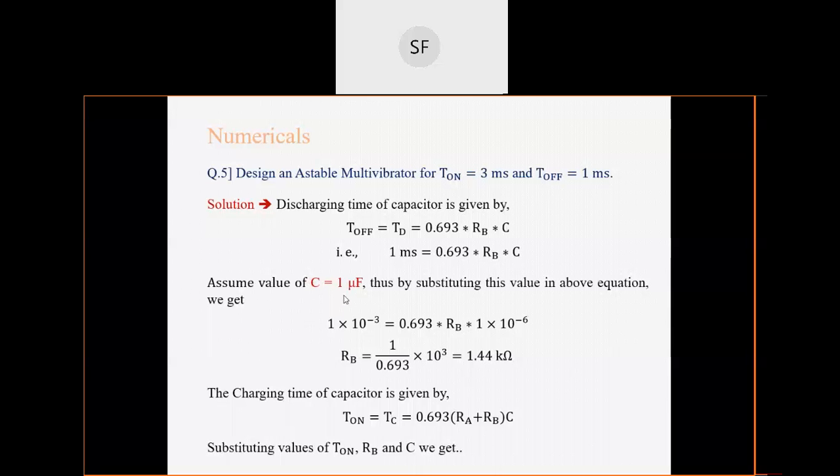Okay. Again you can choose any different value. 0.1 microfarad you can also choose, 0.01 microfarad you can also choose.